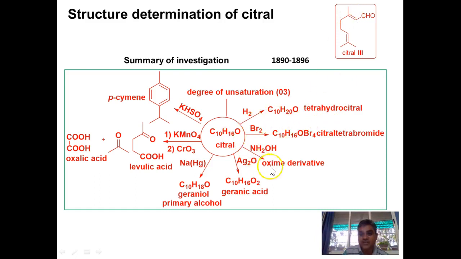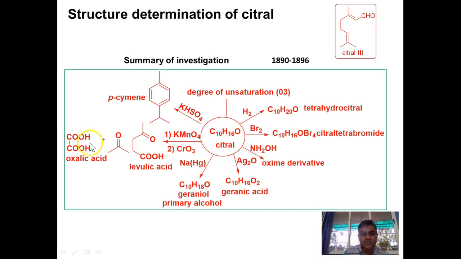Then it forms an oxime derivative. Therefore, the oxygen is in the form of a carbonyl group. Now, between aldehyde and ketone, these two are distinguished with the help of Tollens reagent. We got geranic acid. It means oxygen is in the form of aldehyde. Similar evidence comes from geraniol. Geraniol is a primary alcohol, so formation of a primary alcohol again supports that oxygen is an aldehyde.